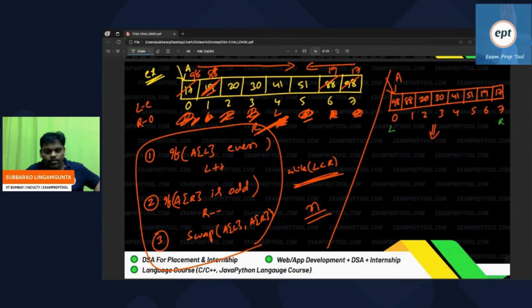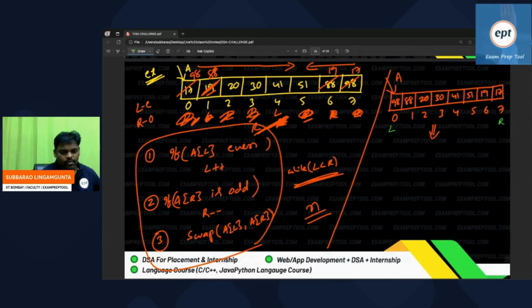I want to keep... So make sure everyone: L is already having the left side even, R is already having the right side odd. But I want even positions even, odd positions odd. How are they going to do it? Let's see this one. So be careful.